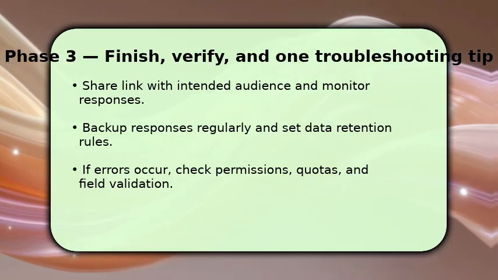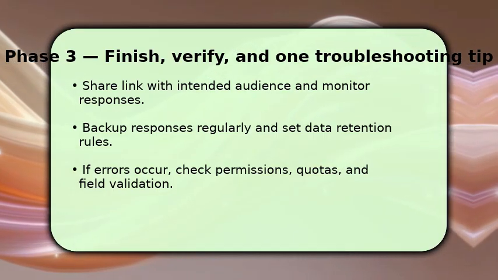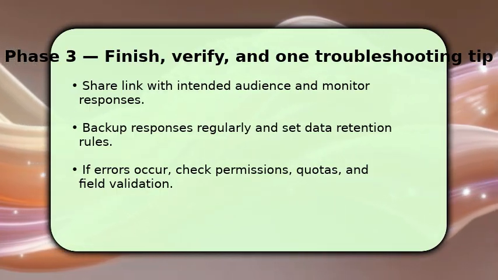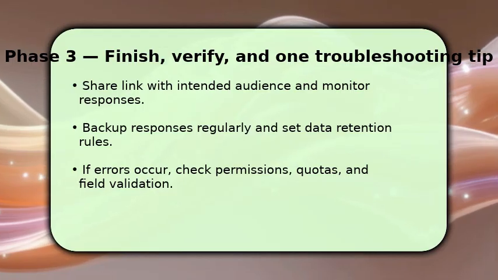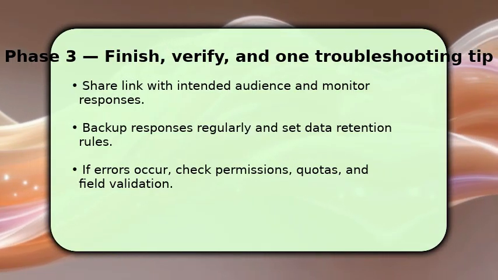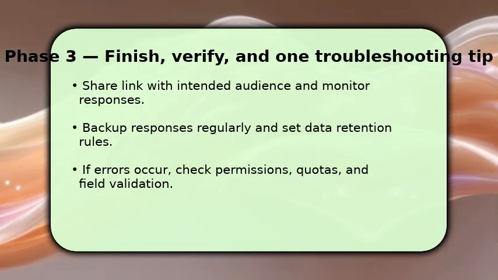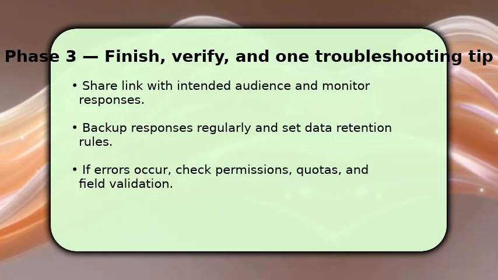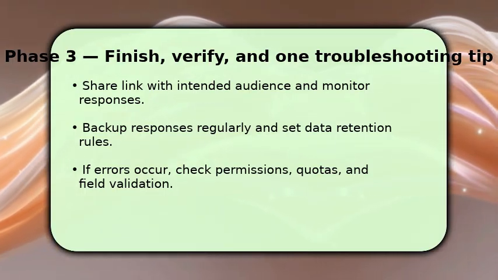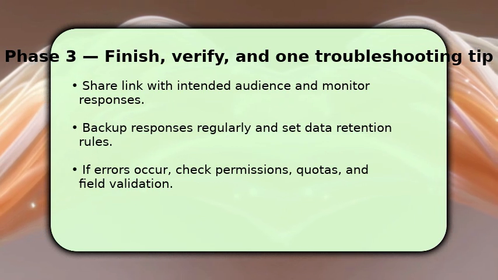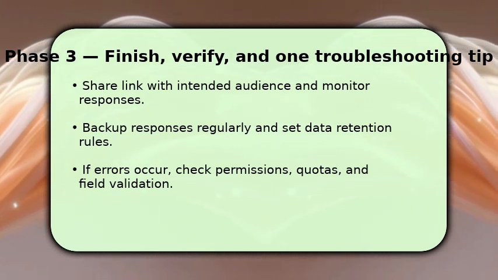You should monitor responses, export backups on a schedule, and define how long you keep data for privacy compliance. If something goes wrong, first check permissions, public access versus restricted, then review form quotas, required field validation, and notification routing. One quick troubleshooting tip: recreate the form in a fresh draft to compare settings when an ambiguous error persists, and then reapply known good configurations.